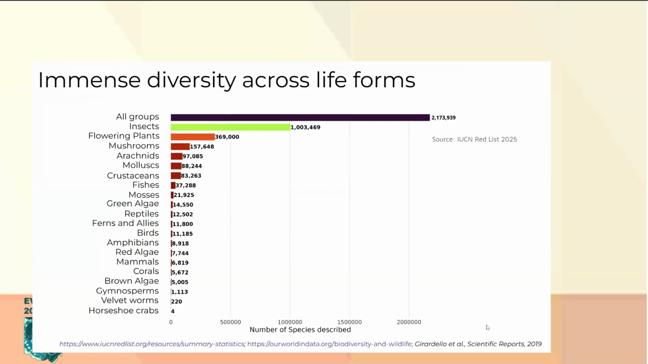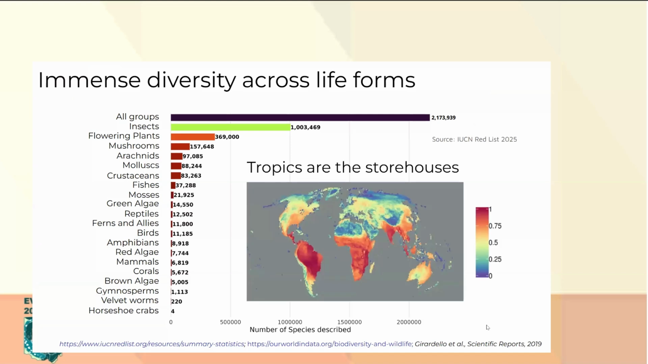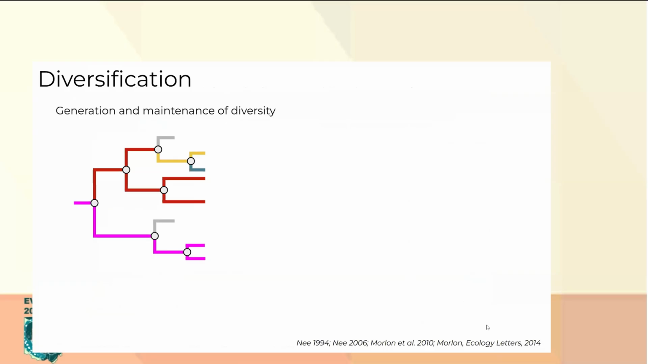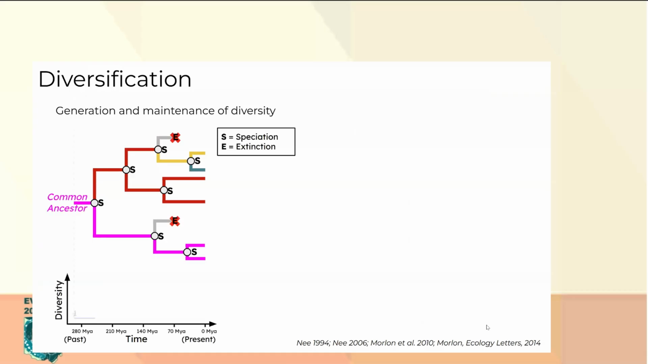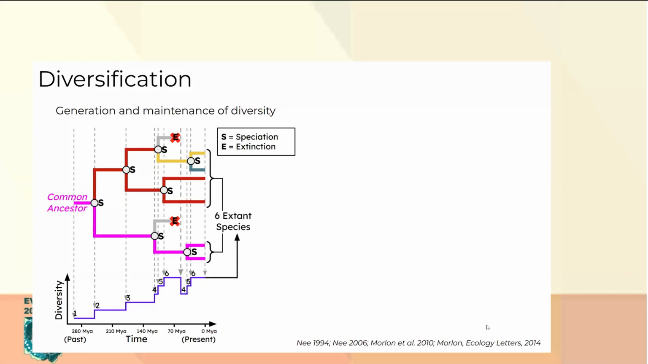But I'll start off with a very well-known fact that there's immense diversity across life forms, and it is the tropics that hold a substantial amount of this diversity, right? And the process through which diversity gets generated is known as diversification, which is basically a balance between speciation and extinction. So speciation leads to the increase in diversity, and extinction leads to the decline in diversity.